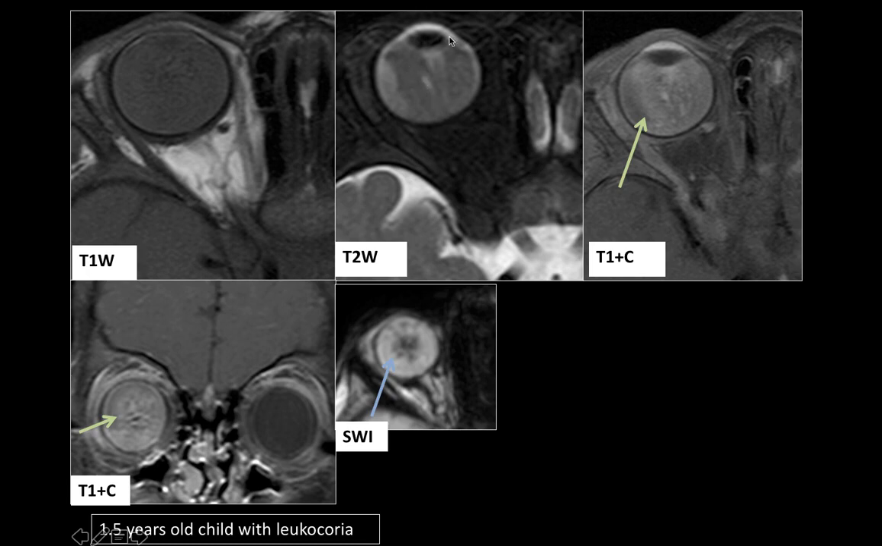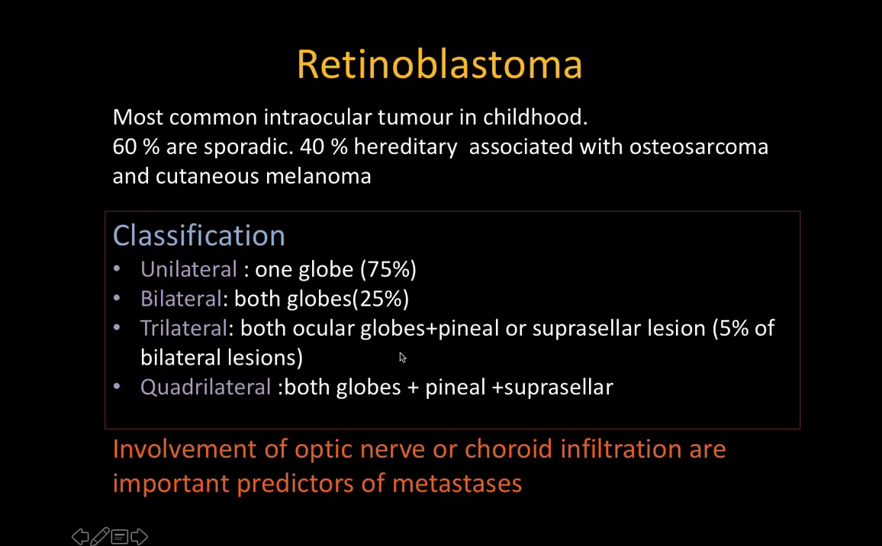There is associated retinal detachment, V shaped retina, and there is some heterogeneous enhancement of the mass. SWI is important to pick up calcification. However, CT demonstrates calcification much better.